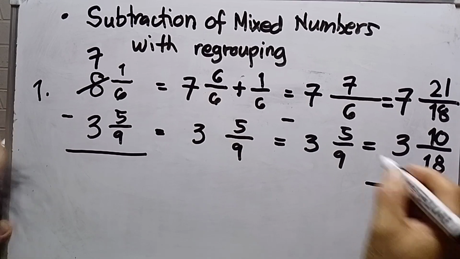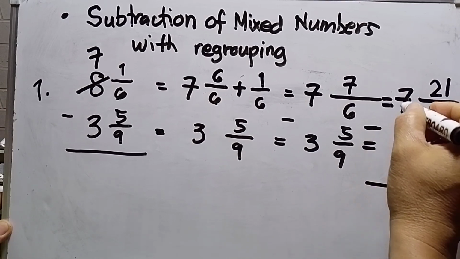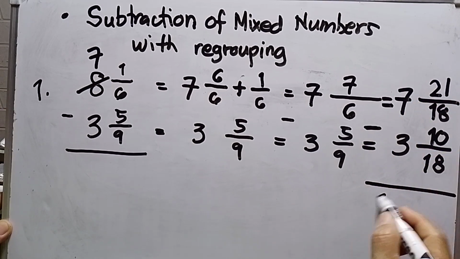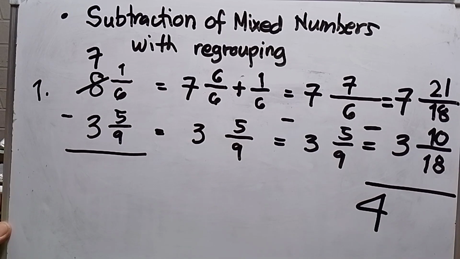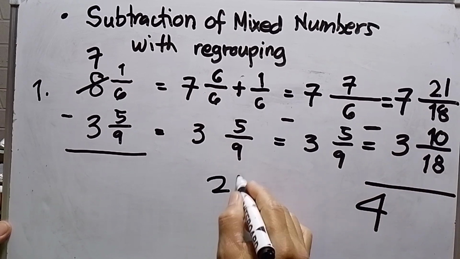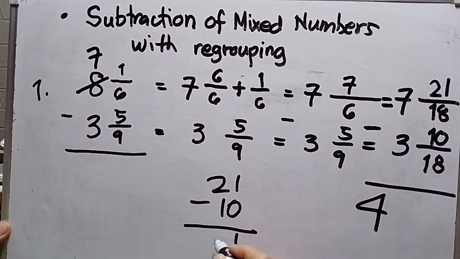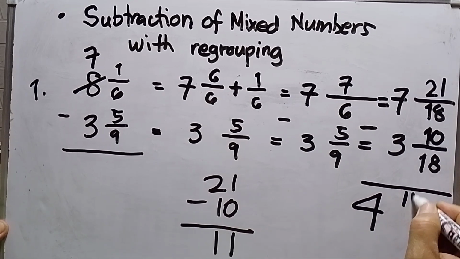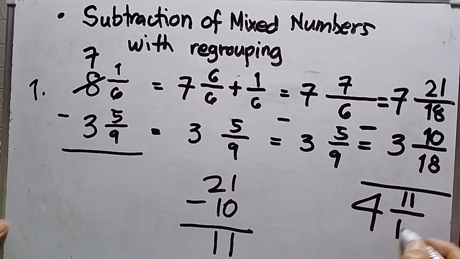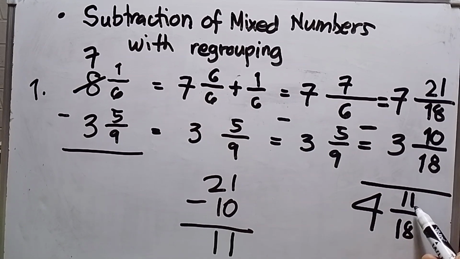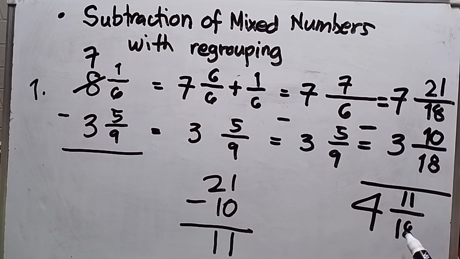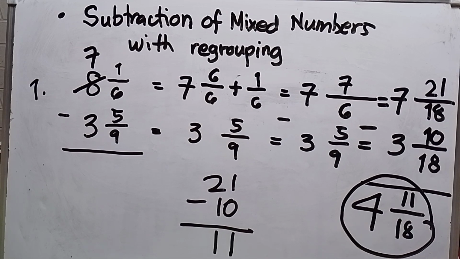Now we can subtract this one. 7 take away 3 is 4. Then 21 take away 10 is 11. So I've got 4 11/18. So take note, 11 is an odd number, and the denominator 18 is an even number. So this will be the final answer for number 1.